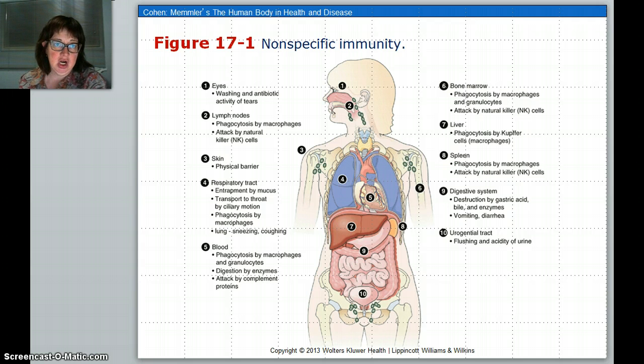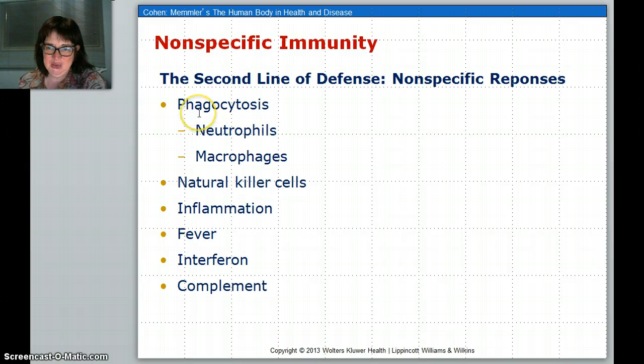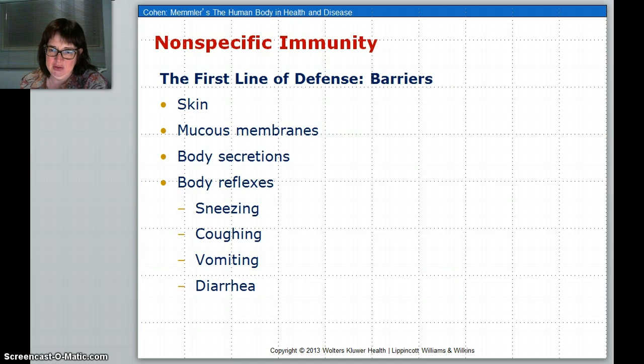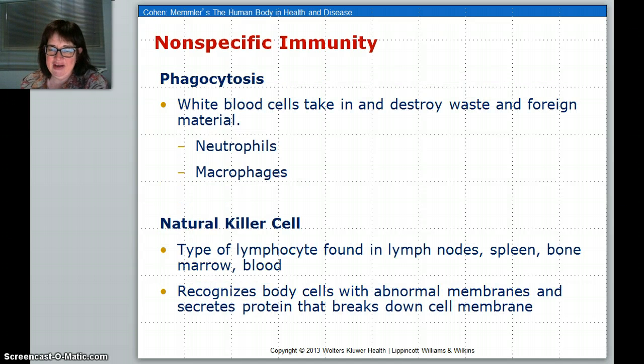Those are non-specific. So the first line is just a barrier. The second line has to do with these cells that will attack once it gets in. So first line: a barrier, skin, mucous membrane, secretions. Second line will attack it once it gets in. Now, once it gets in, you have phagocytes.